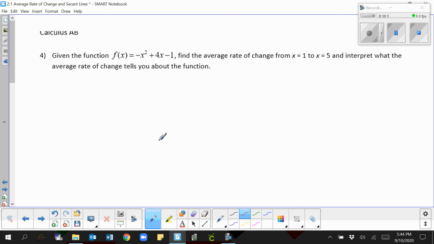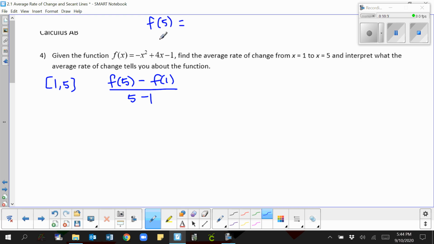So number 4, given the function, find the average rate of change from 1 to 5 and interpret what that tells you about the function. So I'm going from 1 to 5. So that means I'm looking at f of 5 minus f of 1 over 5 minus 1. So I'm going to come up here and figure out what f of 5 and f of 1 are, just to speed up this process a little bit.